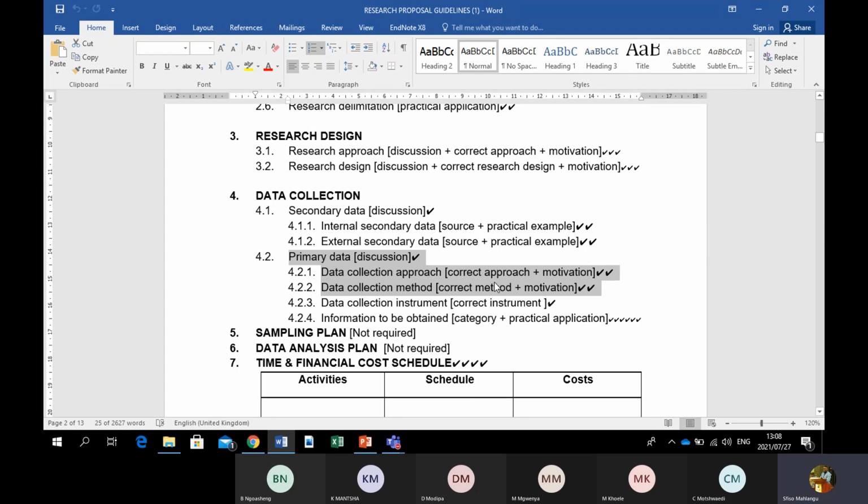You will see there you've also got 4.2.3 as well as 4.2.4, data collection instrument. This is the next chapter, which is chapter 9. So chapter 8 as well as chapter 7 cover primary data. I'm going to be very specific here, and please take note that primary data can be collected in 2 forms.